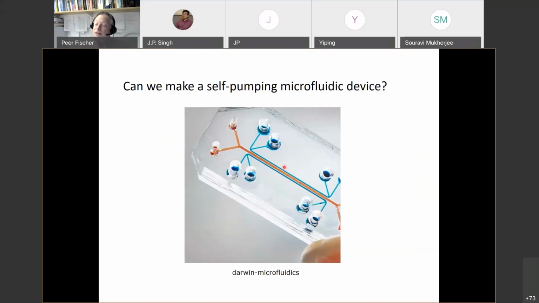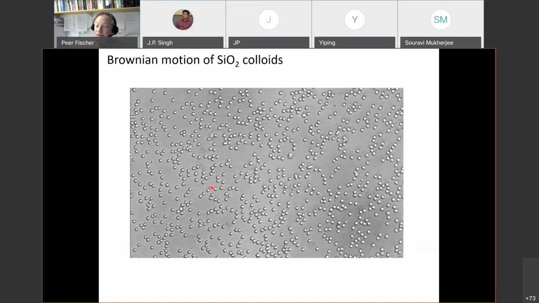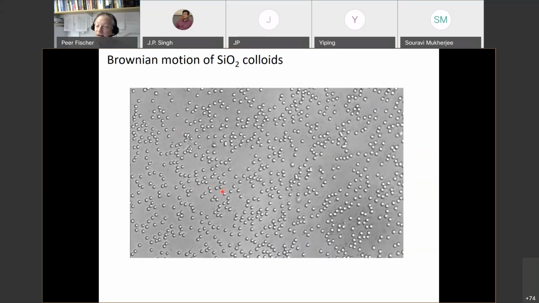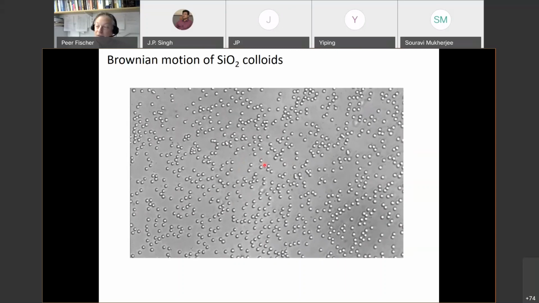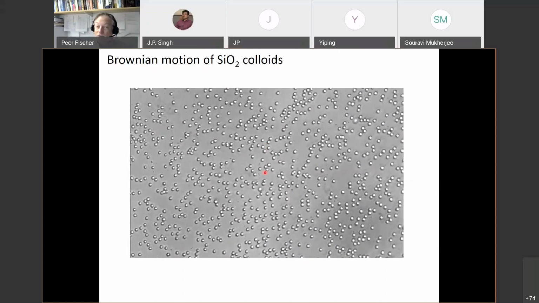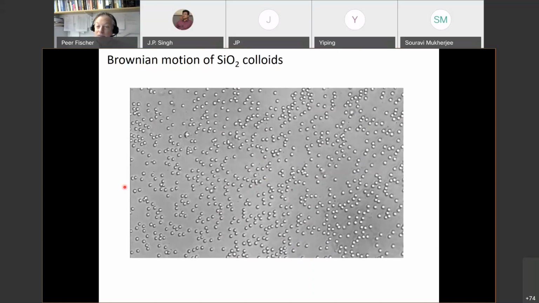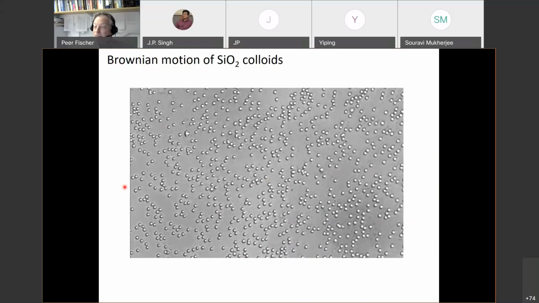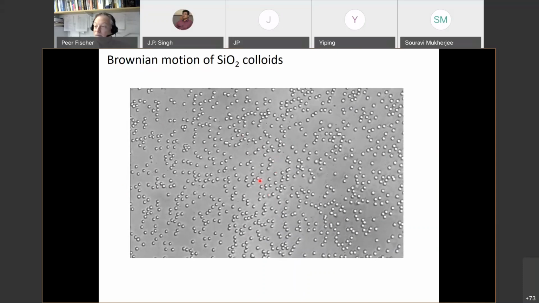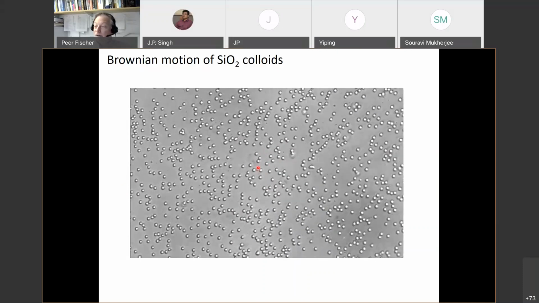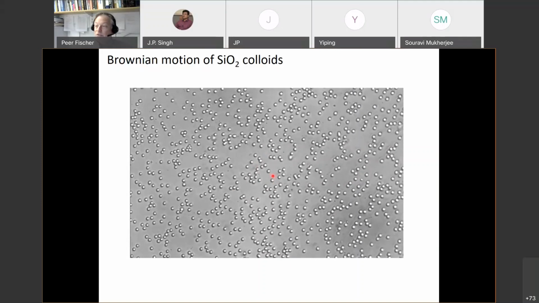We have a fluid system here where we are not talking about capillary flow, but where we want to have pumping, but pumping along the channel without external connectors. Is this possible? Now, the story starts with colloids, and it starts with Brownian colloids. So these are silicon dioxide colloids in solution that undergo Brownian motion. And they are the typical normal passive Brownian motion colloids that jiggle about because of thermal fluctuations.